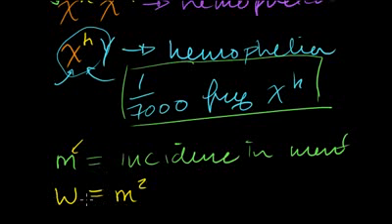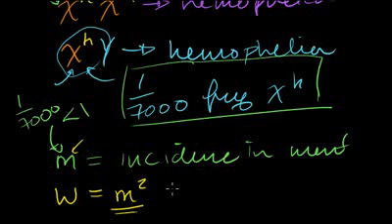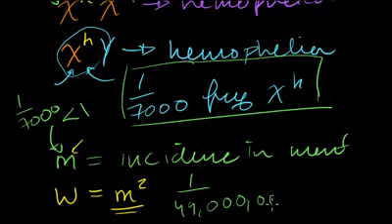And you might say, hey, that looks like a bigger number, I'm squaring it, but you have to remember that these frequencies are less than 1. So in the case of hemophilia, that was 1 in 7,000. So if you square 1 in 7,000, you get 1 in 49 million.